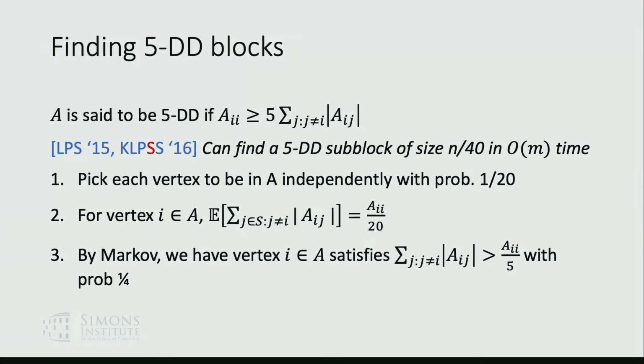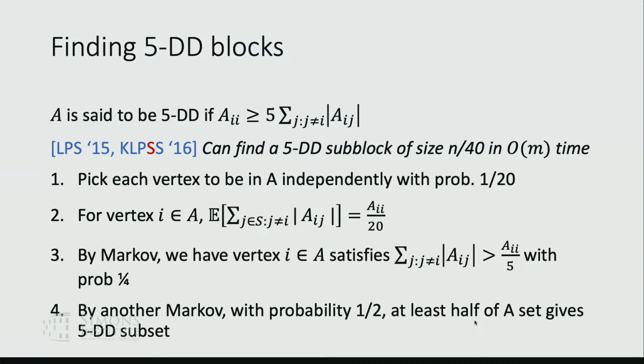So now how many vertices in A do I expect to see failing? 1/4 of the set. So again, with probability half, at most half of it fails. And I apply a second Markov and I get a subset of size n over 40 that's 5DD.